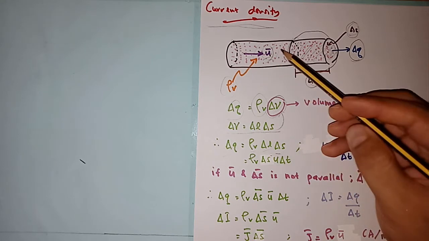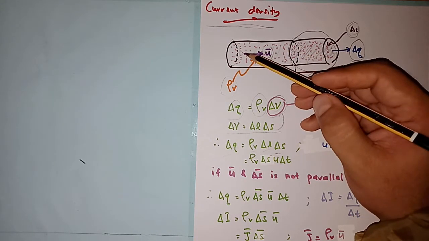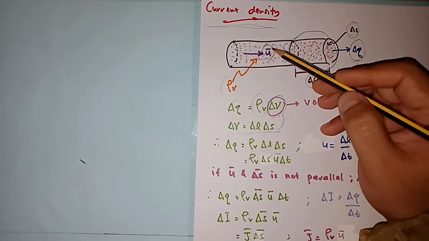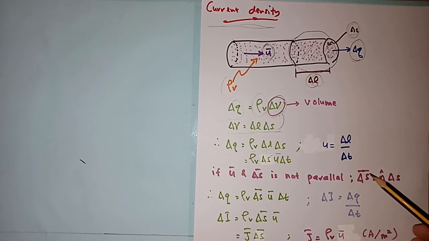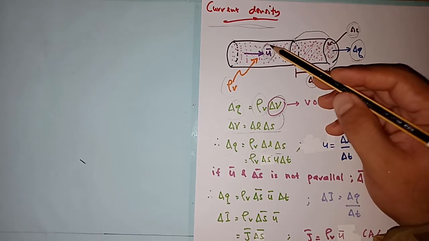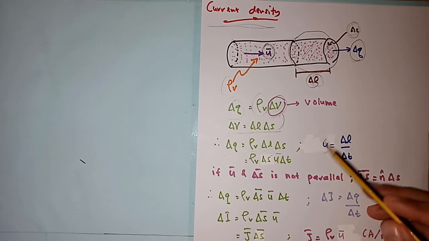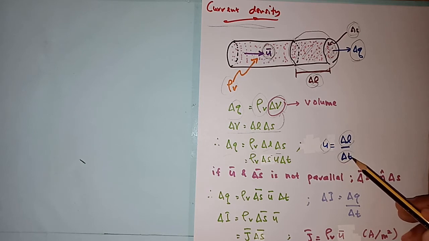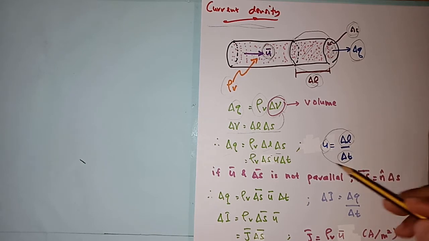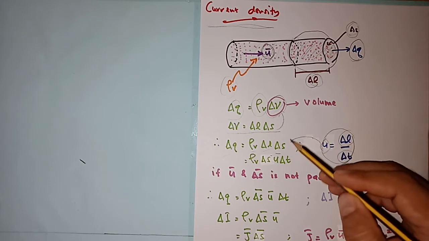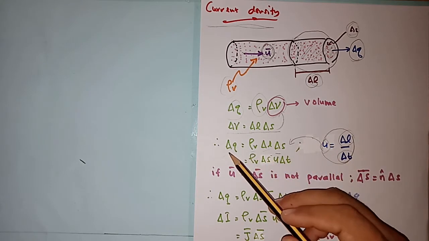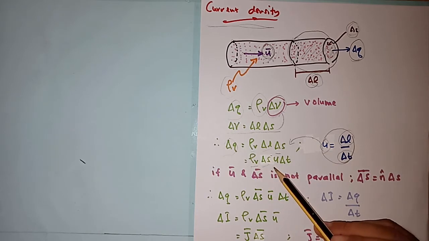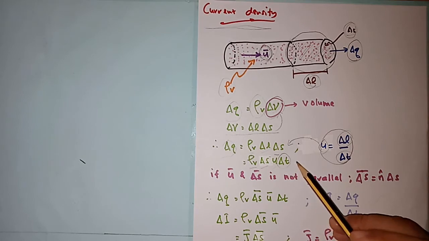At the same time, the charge is moved from one point to another with a fixed velocity that is represented by this vector u. Therefore, the magnitude of this vector is u is equal to delta L divided by delta t. By rearranging this equation and putting it inside this equation, we will have another equation that represents delta Q is equal to rho V delta S u multiplied by delta t.